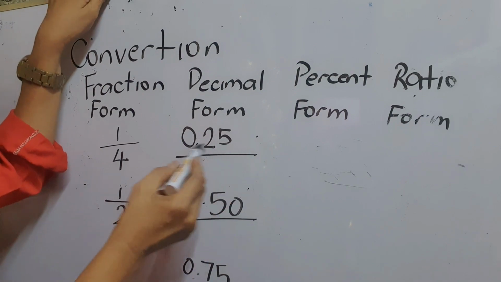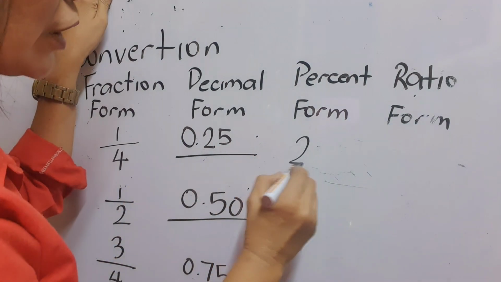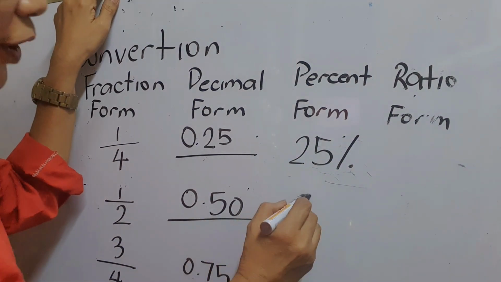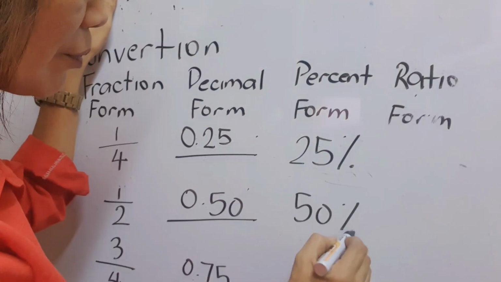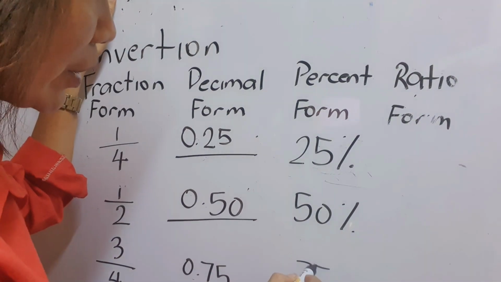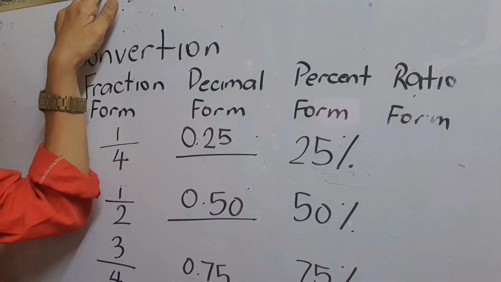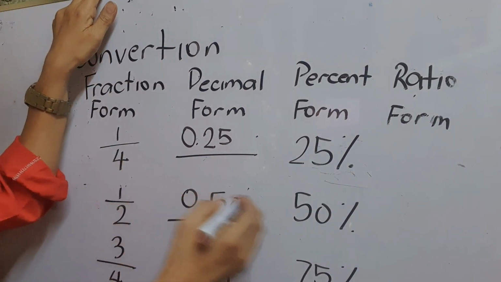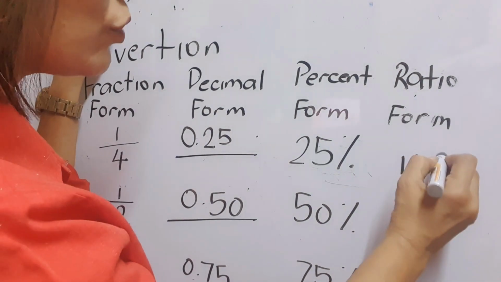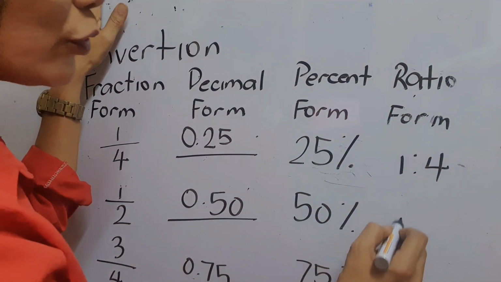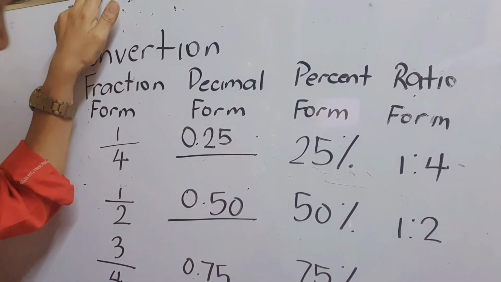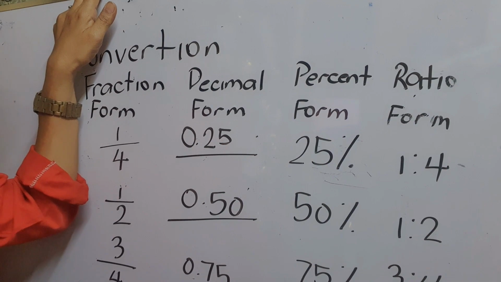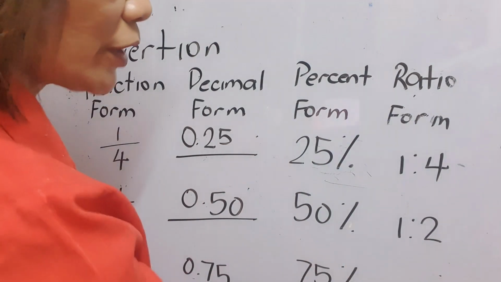Okay? Now, tingnan natin ngayon dito sa ating percent form. So, if this is 0.25, ito siya ngayon. It is now considered as 25%. 0.50 is 50%. 0.75 is considered as 75%. Now, sa ratio form, okay? So, if it is 1/4, so 1 is to 4. So, if it is 1/2, that is 1:2. And then 3/4, that is now 3:4. Okay. Maliwanag po ba? Okay, taas ko lang ng konti.